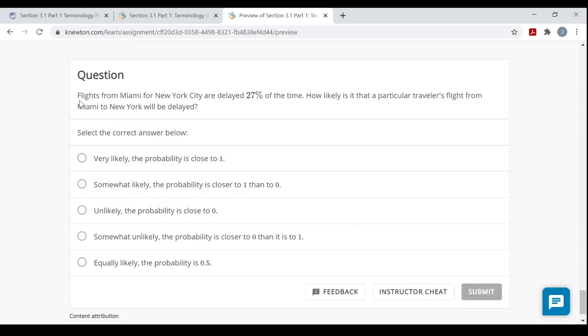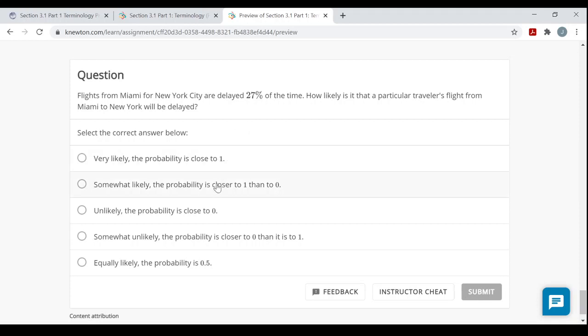All right, another question related to this: flights from Miami to New York City are delayed 27% of the time. So how likely is it that a particular traveler's flight from Miami to New York will be delayed? Well, the probability of being delayed is 27%. That's less than 50, which is closer to 0. So the probability of being delayed is closer to 0 than it is to 1.